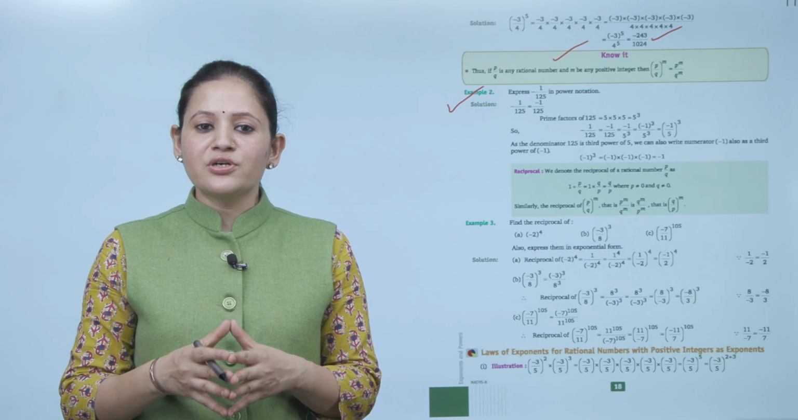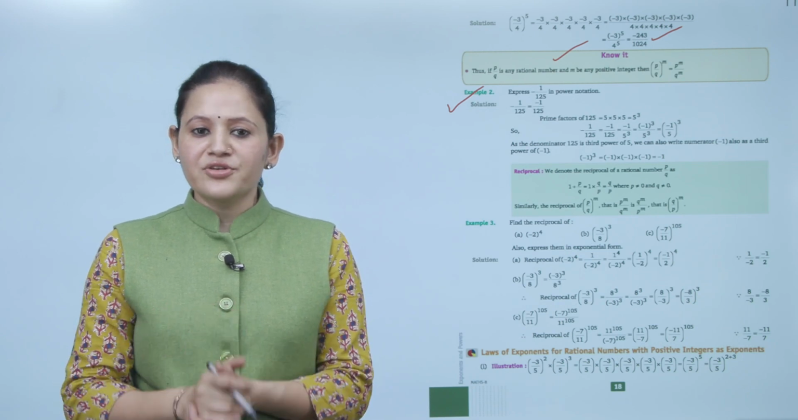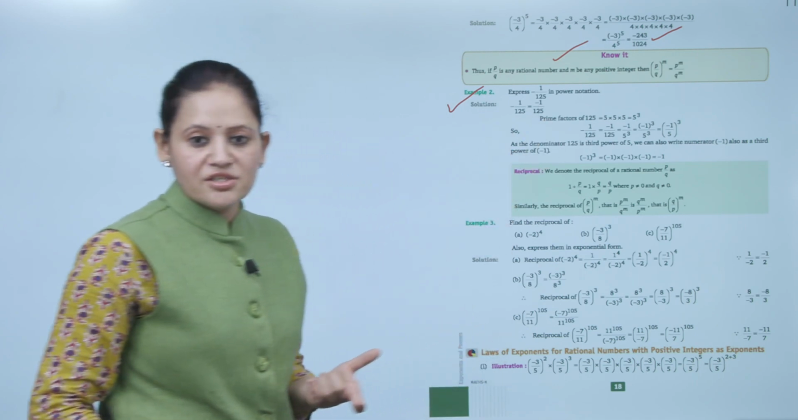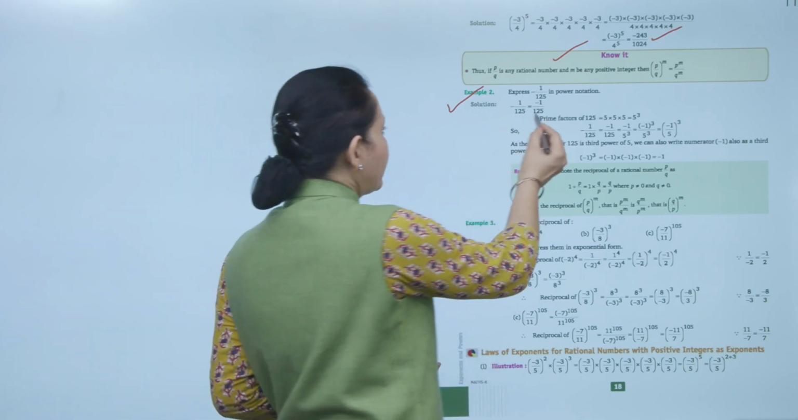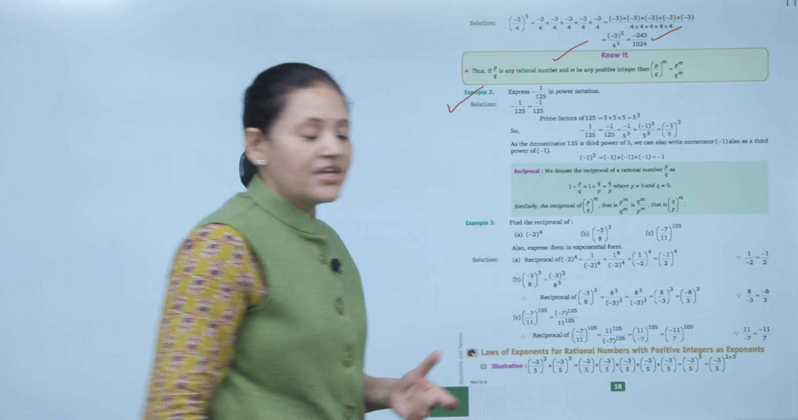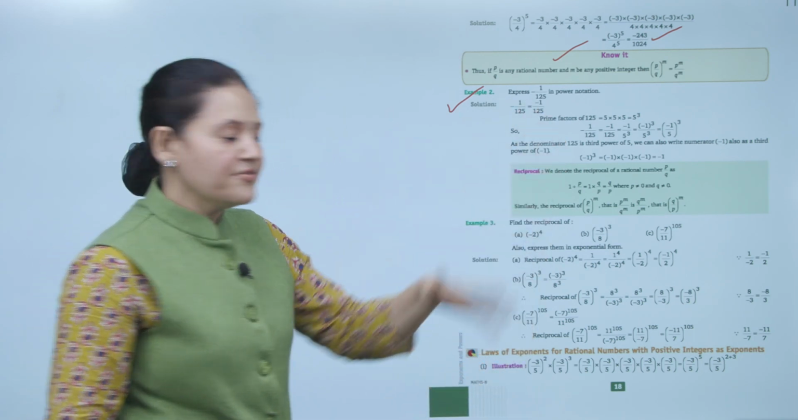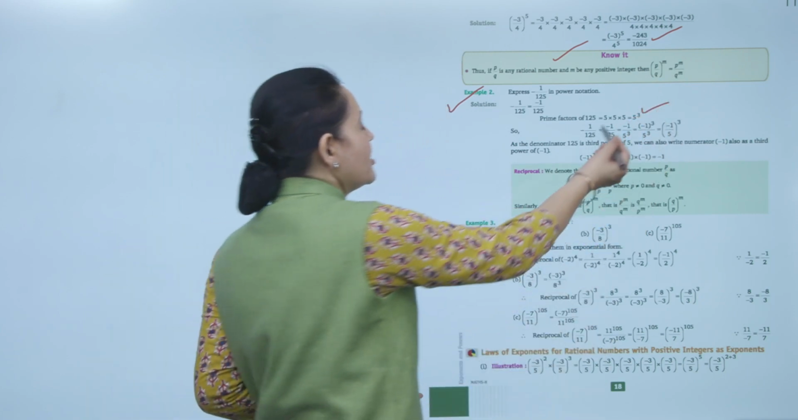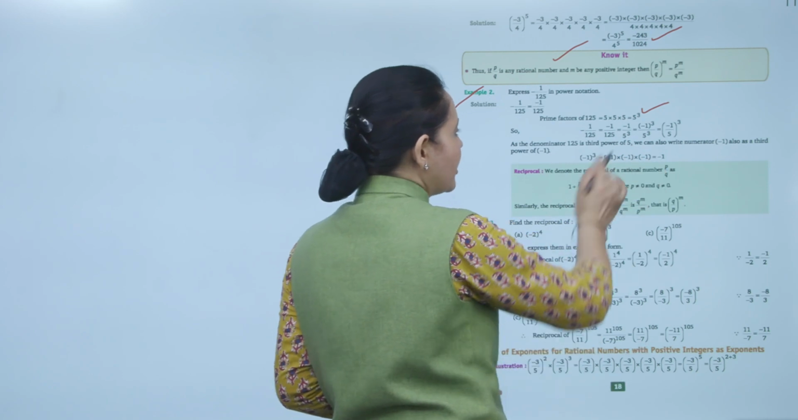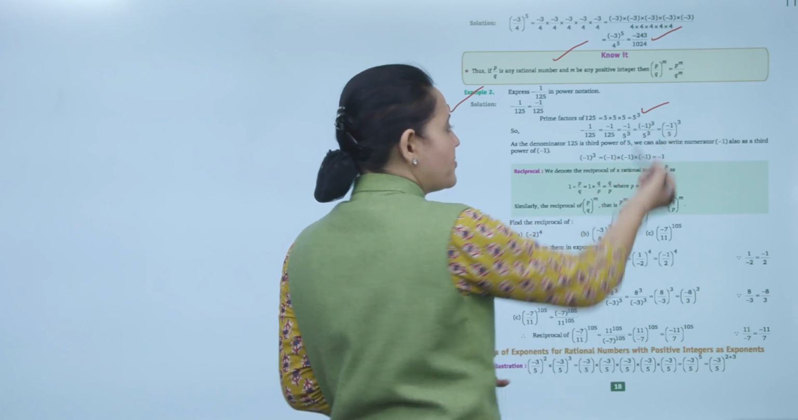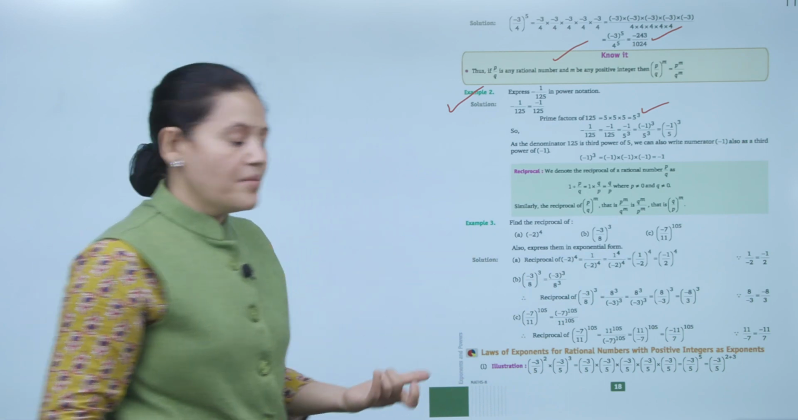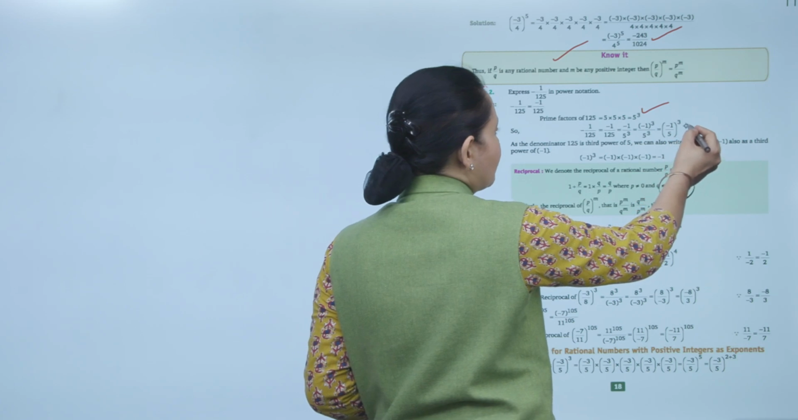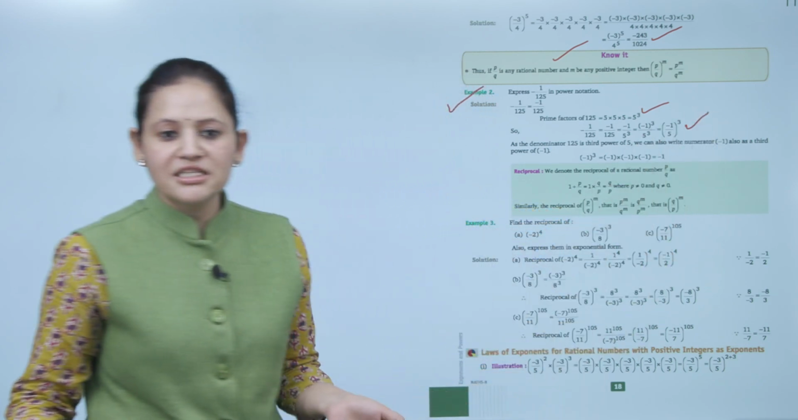Express minus 1 upon 125 in power notation. So we have to express this in the form of power notation. What we'll do is the prime factorization of 125, that is equal to 5 into 5 into 5, meaning 5 to the power 3. So we can write it as minus 1 upon 5 to the power 3, or we can also write it as minus 1 to the power 3 upon 5 to the power 3, and we can also write minus 1 upon 5 whole power 3.